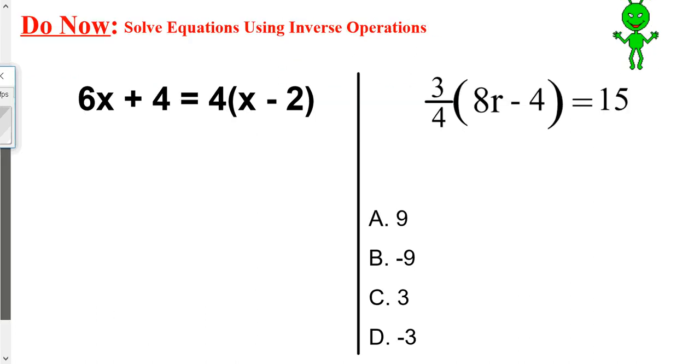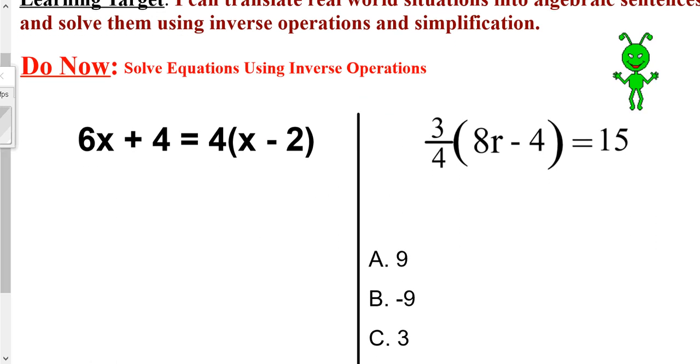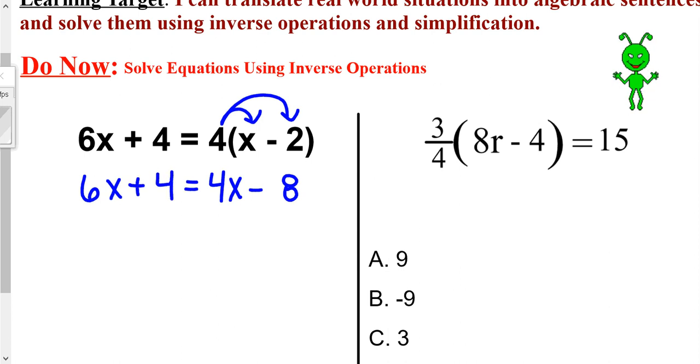Okay, let's take a look at the first question. So the first thing I see is that we have the distributive property here. So we are going to use the distributive property to multiply 4 times x and 4 times -2. I'm going to bring down the rest of my equation. We want to isolate the variable, so I'm going to move the 4x by using inverse operations on both sides.